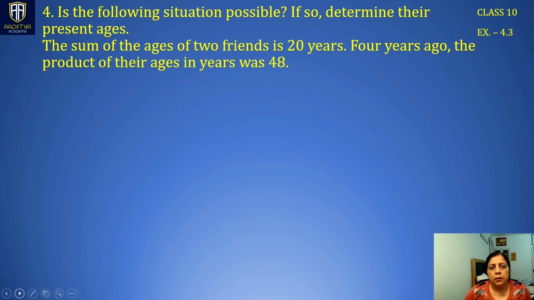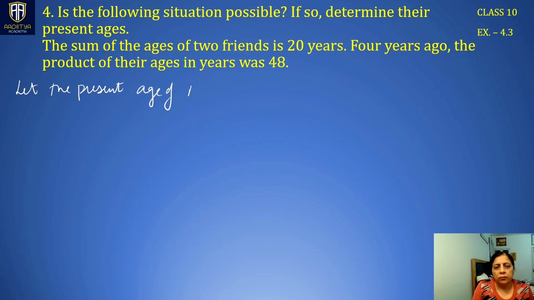Next question is: is the following situation possible? If so, determine their present ages. Here the question says the sum of the ages of two friends is 20 years. 4 years ago, the product of their ages in years was 48. So let the present age, here they are given two friends, so I am labeling them as A and B. Let the present age of A be x years. Then the present age of B.